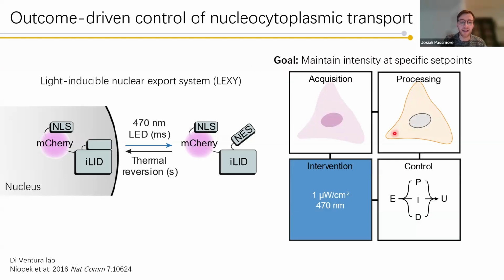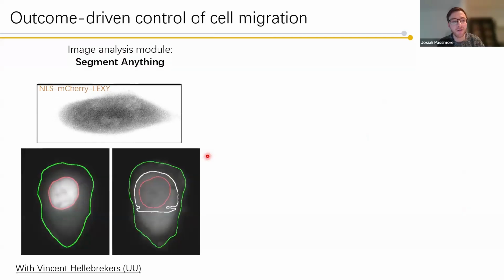So our feedback loop would look like this, where we acquire our image, we segment out the nucleus and the cytosol, and we calculate the intensity in both. We feed this into a controller that then decides on how much light to illuminate to reach a certain set point. So again, we need to design our modules. So for our image analysis, we again turn to Segment Anything.